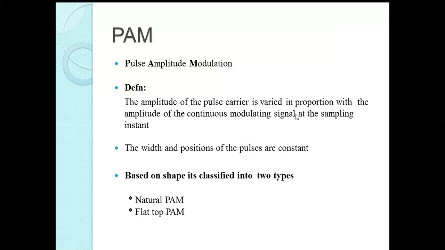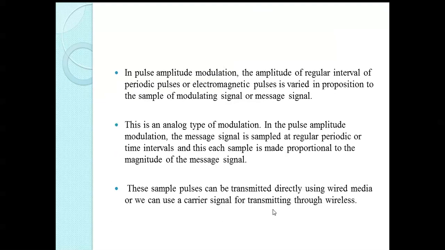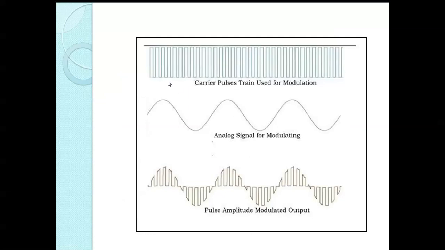Here you can classify PAM into two types: one is natural PAM, and another one is flat-top PAM. First we'll consider this train of pulses, and this is my sine wave, which is a continuous signal. These two are multiplied and I get the output like this. You can see the trace coming like this, where the top of my signal is chopped.